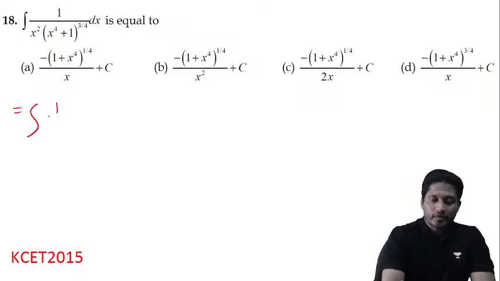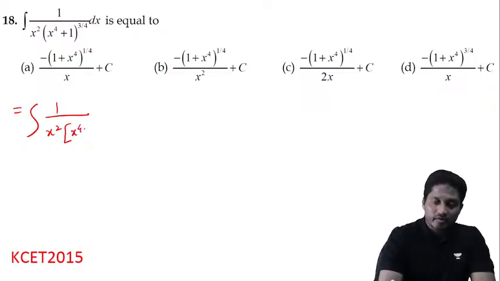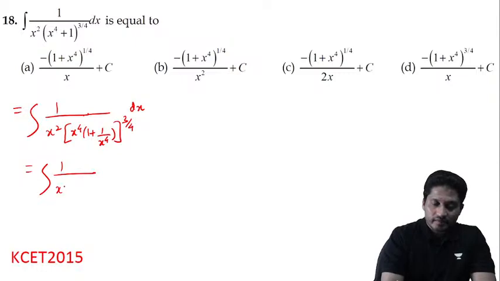Integration of 1 upon x square. Okay, now listen. Take the highest power of x out. I'm going to take x power 4 out. I get 1 plus 1 by x power 4 whole to the power of 3 by 4. Okay, now this is equal to integration of 1 divided by x square times 1 plus 1 by x power 4 whole power 3 by 4.